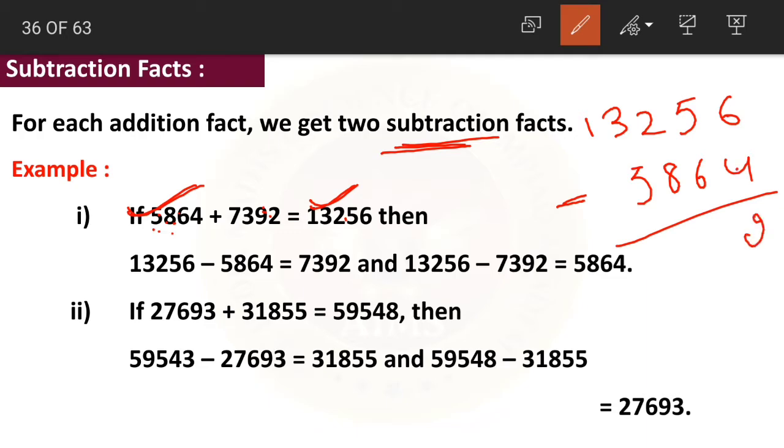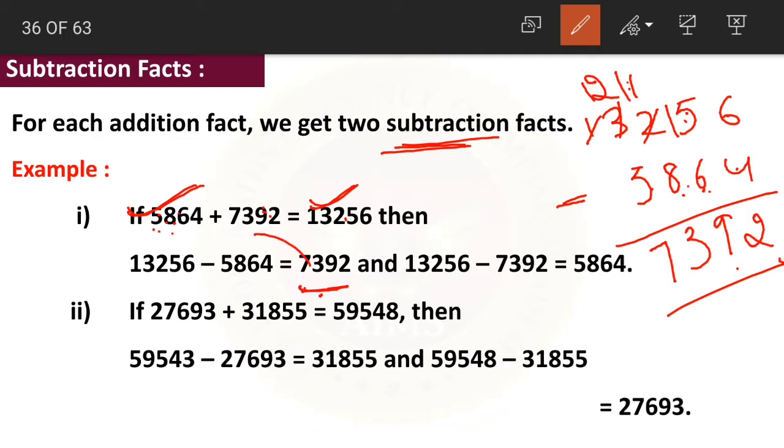6 minus 4, 2. 5 minus 6, not possible. So we'll borrow. 15 minus 6, 9. Again 1 minus 8, not possible. We'll borrow. 11 minus 8 is 3. Now 2 minus 5 is not possible. So it becomes 12. 12 minus 5 is 7. What answer did we get? 7,392. Now what is this answer? This answer is nothing but the second addend. Clear, children? Now second subtraction, this is our first fact.